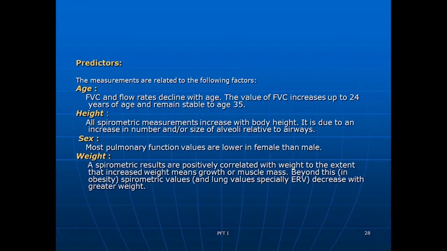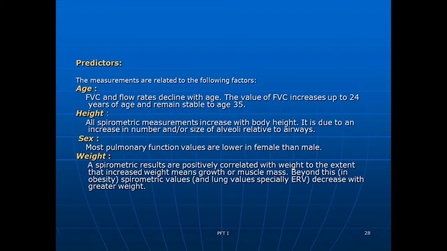Height: usually the taller that you are, the increased number of alveoli and the size of your lungs. So patients that are taller have more volumes and evidently more flow rates than someone who is of shorter stature. Gender: pulmonary function values are lower in females than males. Weight is kind of a tricky one because the bigger you are, the higher your pulmonary function values are until you get to a certain weight, which is considered obese or morbidly obese.